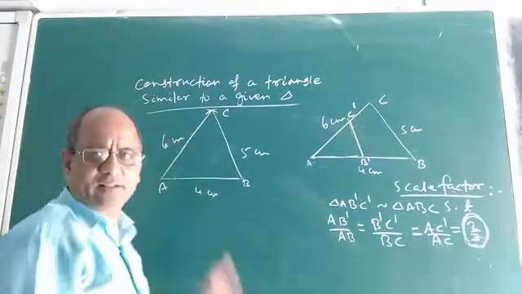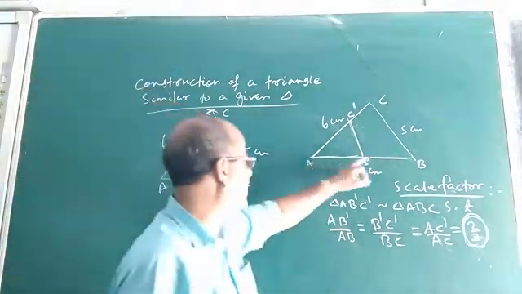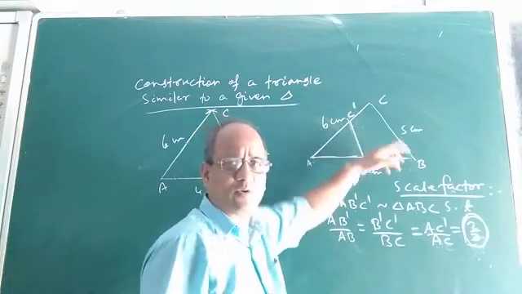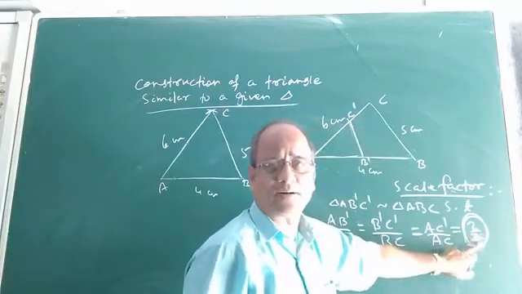Now after constructing the triangle with the given measurements, what is the next step? How will you construct this triangle A B dash C dash such that it will be similar to triangle ABC with scale factor 2 by 3?